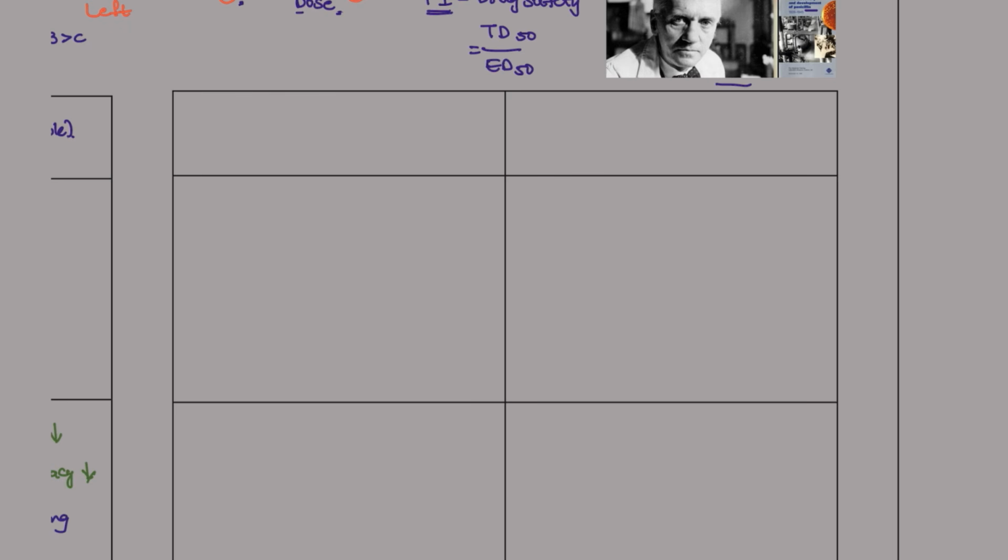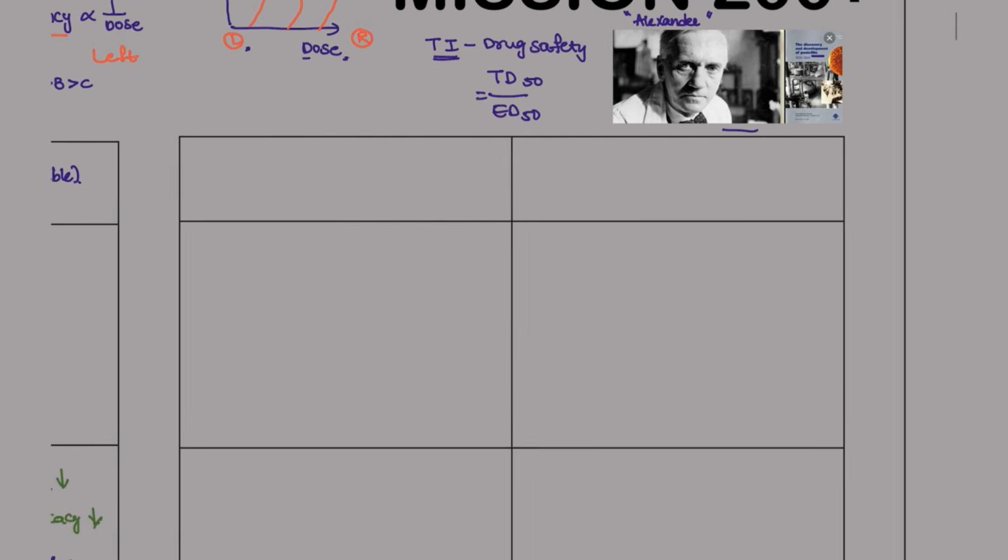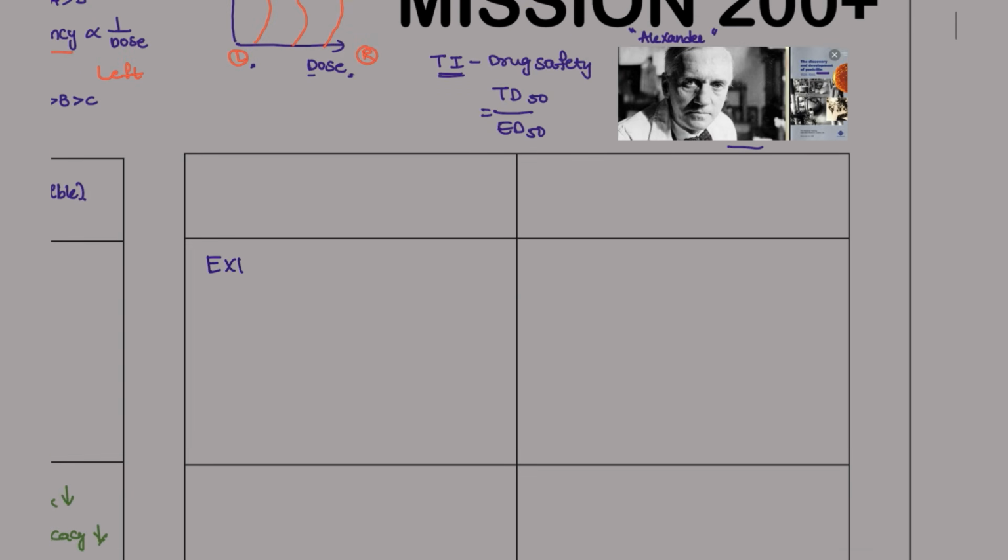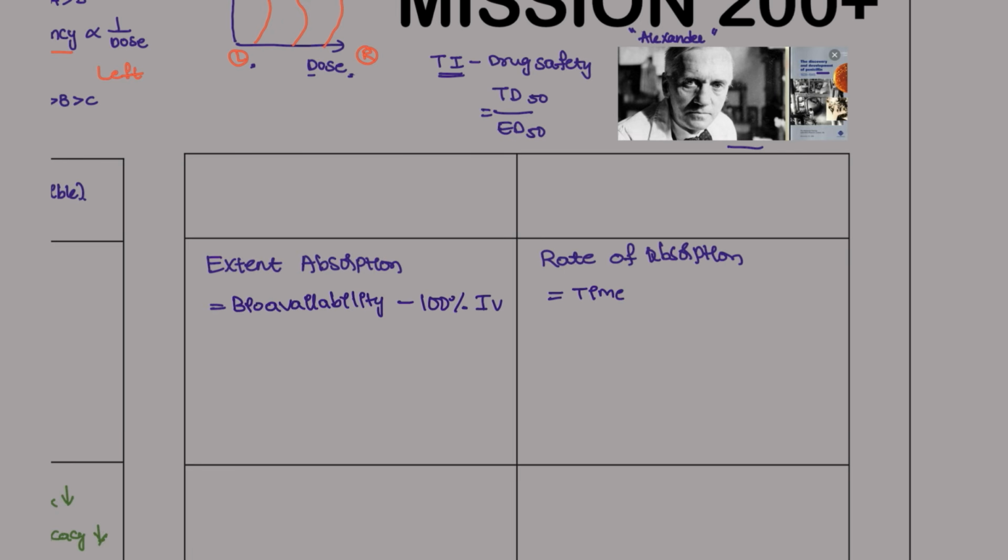Next, coming to the other graphs that have been asked in previous examinations that you have to remember. One is the extent of drug absorption, and the other one is the rate of absorption. The extent of absorption is basically about the bioavailability. Which route will have 100% bioavailability? That will be IV. And what about the rate of absorption? This is about the time, how much time the drug takes to act on the body.